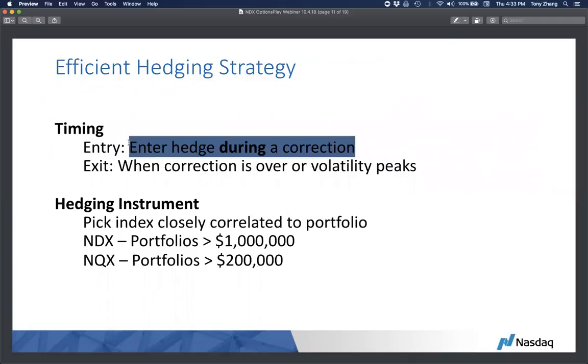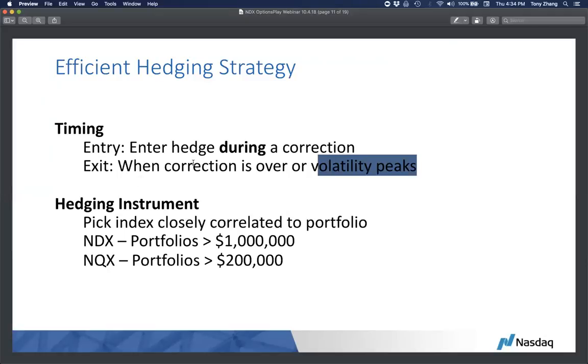Because if you're anticipating it, you're paying for a hedge, that hedge may never materialize, and you end up paying quite a bit in protecting a portfolio against a correction that doesn't come. So it's really important, in my opinion, to wait when you enter a hedge as opposed to trying to anticipate it. When it comes to exiting a hedge, you want to exit as soon as you feel that the correction is over.